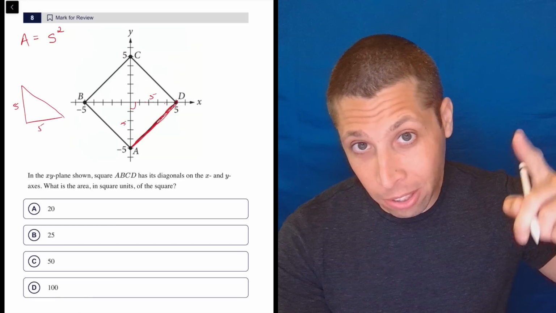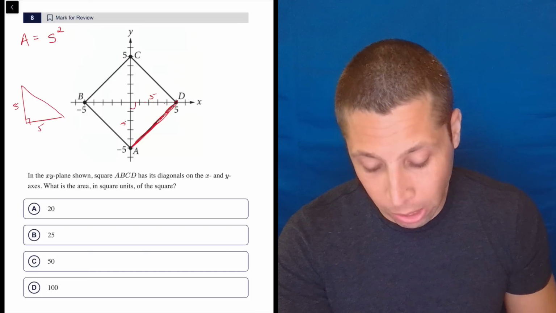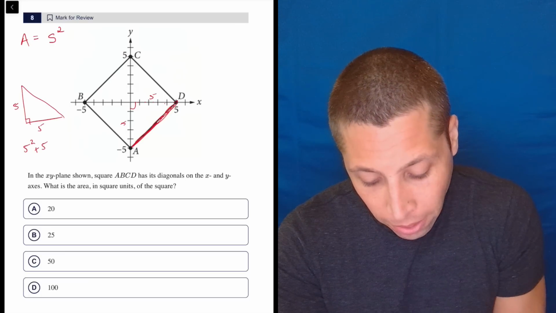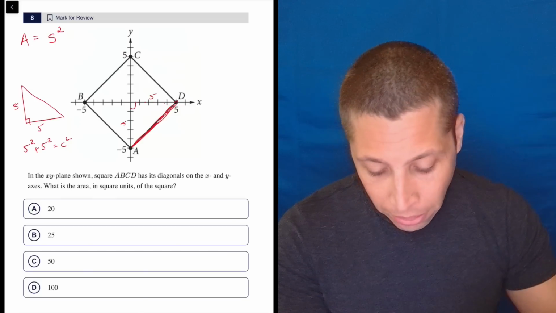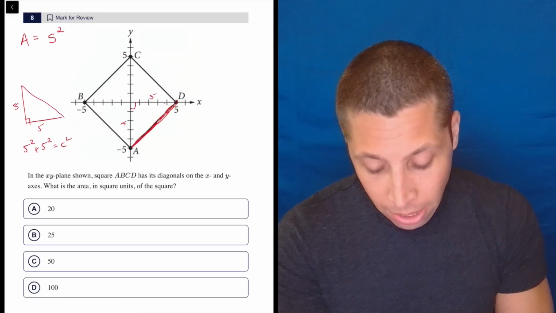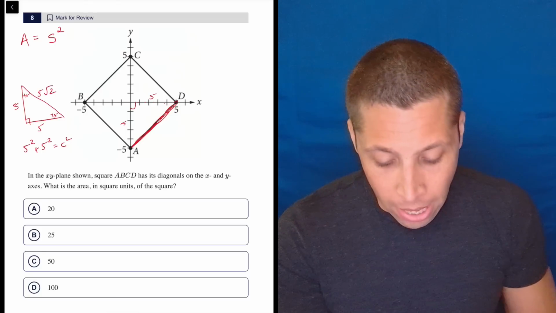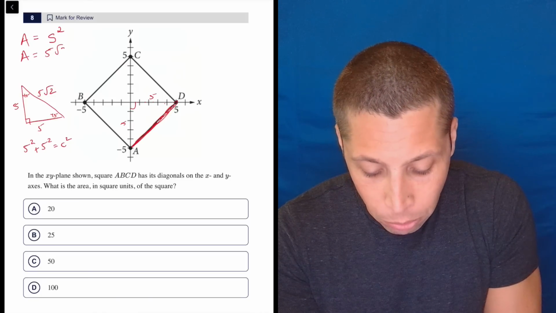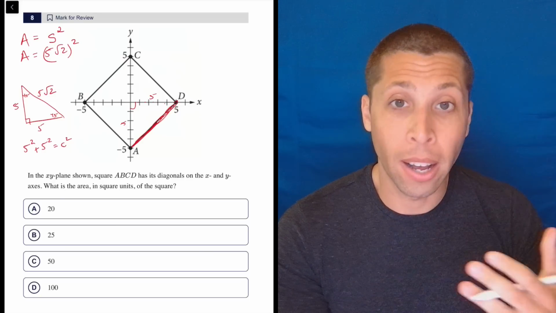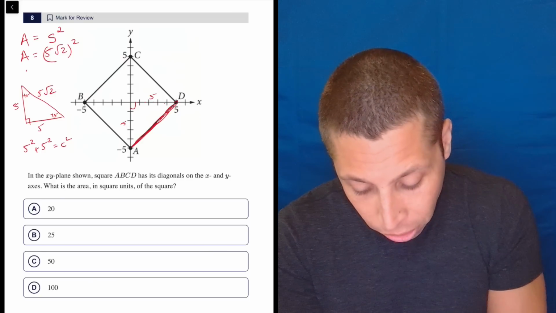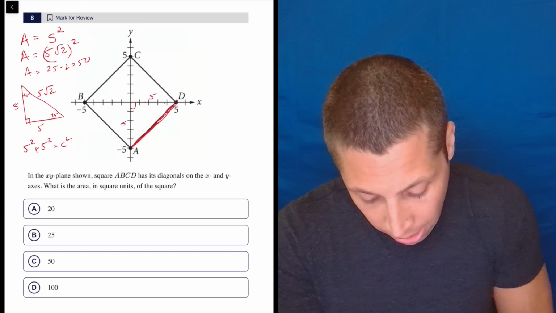Now, here's where the 650 level student's going to go. They're going to do the Pythagorean theorem right there. 5 squared plus 5 squared equals c squared, right? The 700 level student is going to say, I don't need to do the Pythagorean theorem. This is a special right triangle, so it's got to be 45, 45 here. So this is the 5 root 2. And so the area of the square is 5 root 2 squared, which you could do in your calculator as long as you put the parentheses around it. But actually, you can just see 5 squared is 25, root 2 squared is 2, so 50 is the answer.